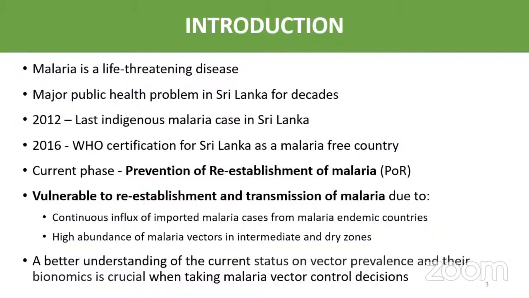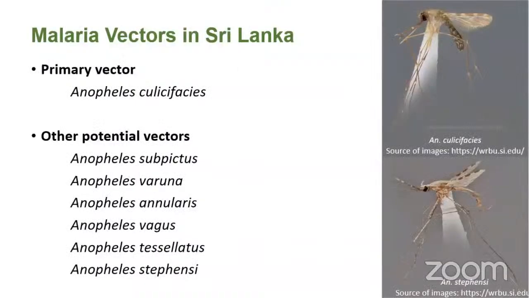Keeping malaria-free status is a challenge due to the continuous influx of imported malaria patients from malaria endemic countries and the high abundance of malaria vectors in many parts of the country. Hence, it is very important to understand the current status of vector prevalence and their bionomics in vulnerable areas in order to take appropriate vector control decisions. Anopheles culicifacies is considered the primary vector of malaria in Sri Lanka. Other potential vectors are Anopheles subpictus, Anopheles varuna, Anopheles annularis, Anopheles vagus, Anopheles tessellatus, and Anopheles stephensi.